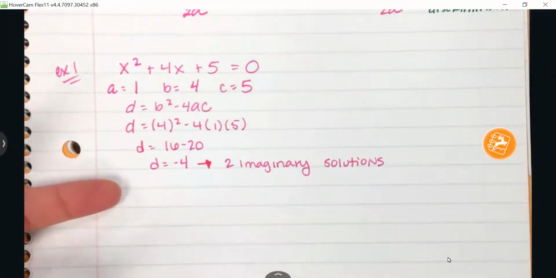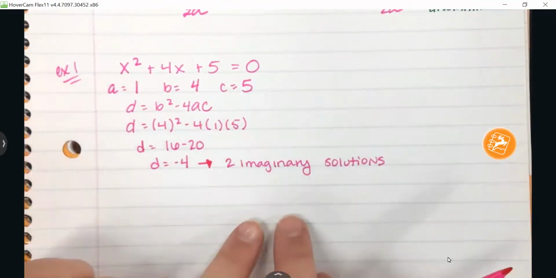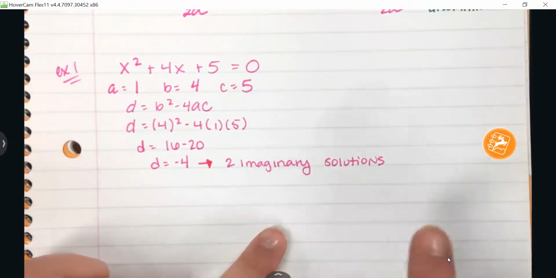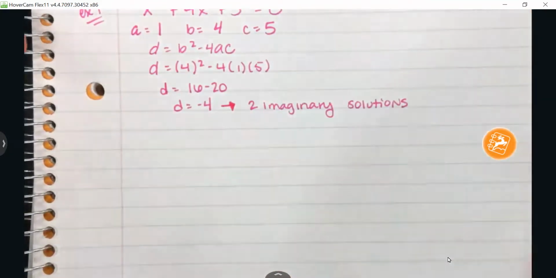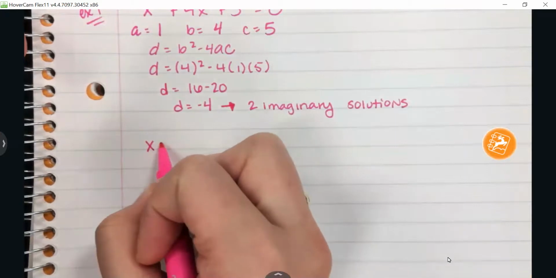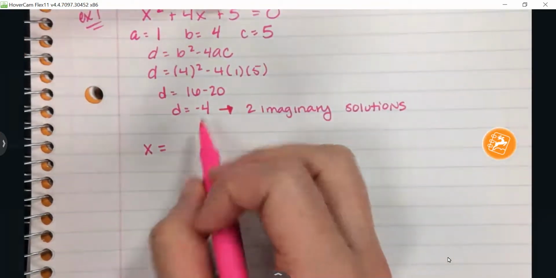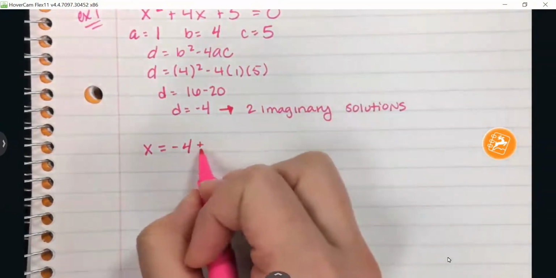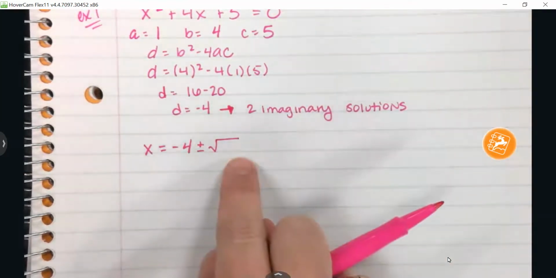Okay. So this part should all be review. This is what we've been doing and you took a quiz on. That just tells me what my answers will look like. Now we're actually going to go get my solutions. What are my solutions? What are my x-intercepts? So x equals negative b. Well, if b is 4, I need a negative 4. Plus or minus the square root of my discriminant.